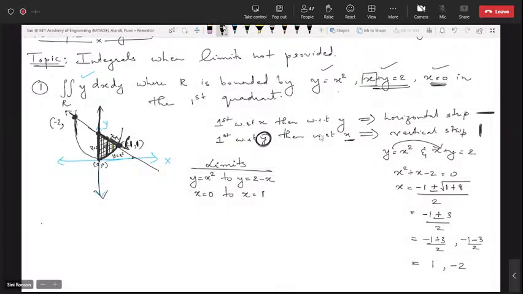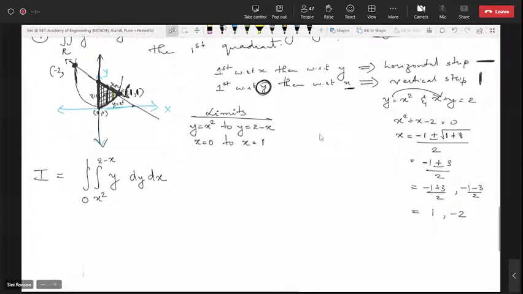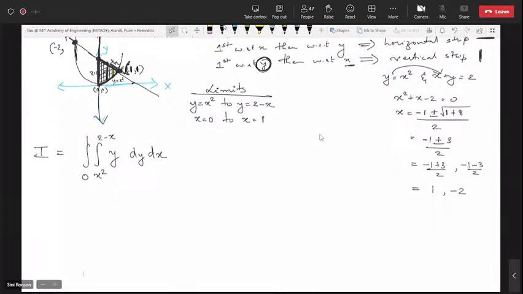And now I'm going to start with my integration. I am asked to integrate Y and I have selected which order? I have selected dy dx order. What is the limit I have found for dy dx order? X square to 2 minus x and 0 to 1. Okay. Now once you put this, now you know how to integrate this. Come on. First we have to integrate with respect to y. Is there any term of y we are having here?